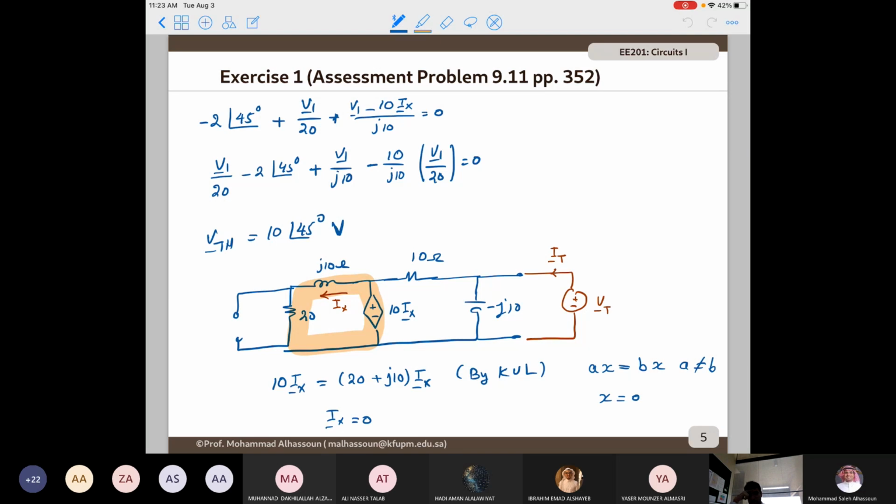Any other question? Okay, just a reminder, tomorrow inshallah we'll have quiz 5, the last quiz. It's going to be in chapter 8. So please be prepared.